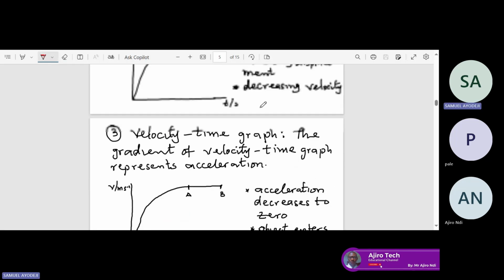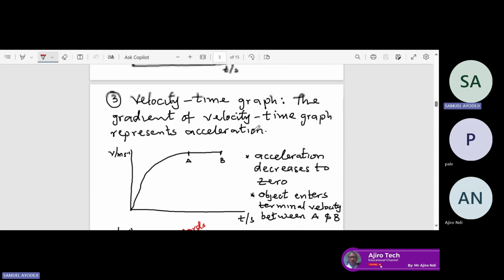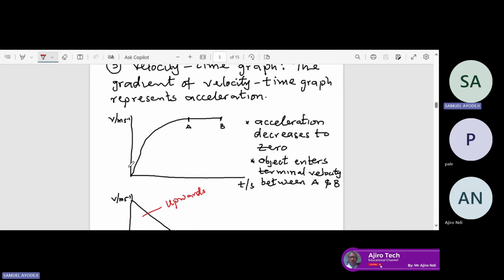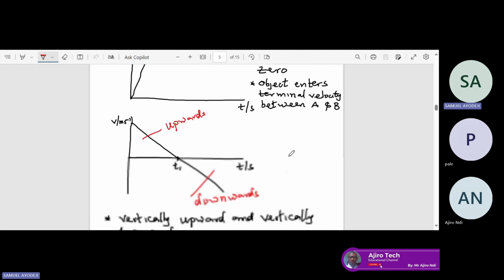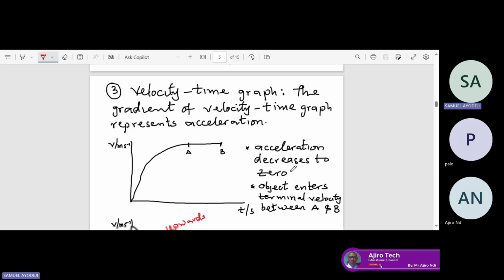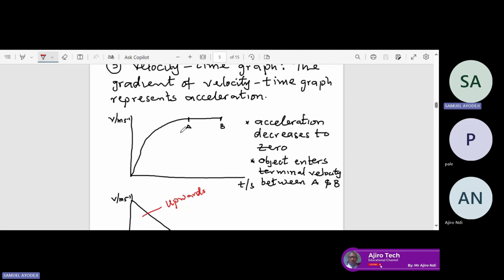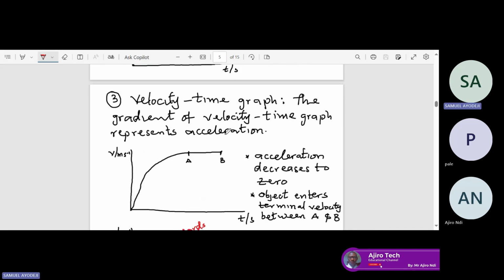Now the velocity time graph. I won't draw the same one. For a velocity time graph, what will be the slope? Acceleration. So it will follow the same thing. In this case, velocity decreases to zero. You can see from A to B, the object enters terminal velocity. This is also a graph for an object dropped through air or inside a liquid. Take note at your end.